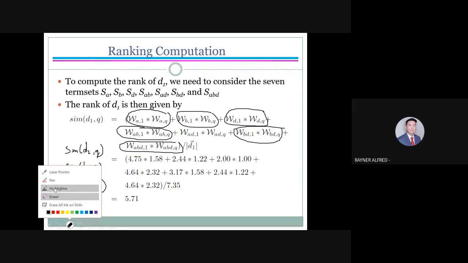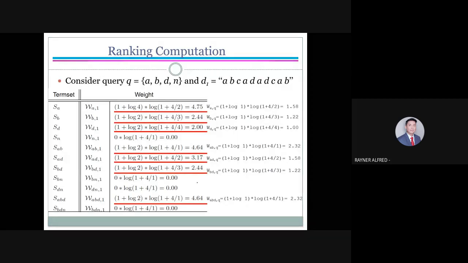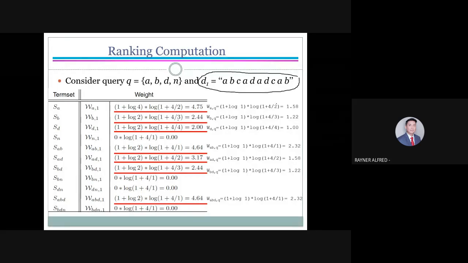Okay, so this number is just a number saying how close document 1 is to Q. The higher the number, the closer they are. Okay, so notice that this is only the similarity between document 1 and Q. So if you want to do D2 and the Q, then you need to start all over again here, but this one you replace with document 2.